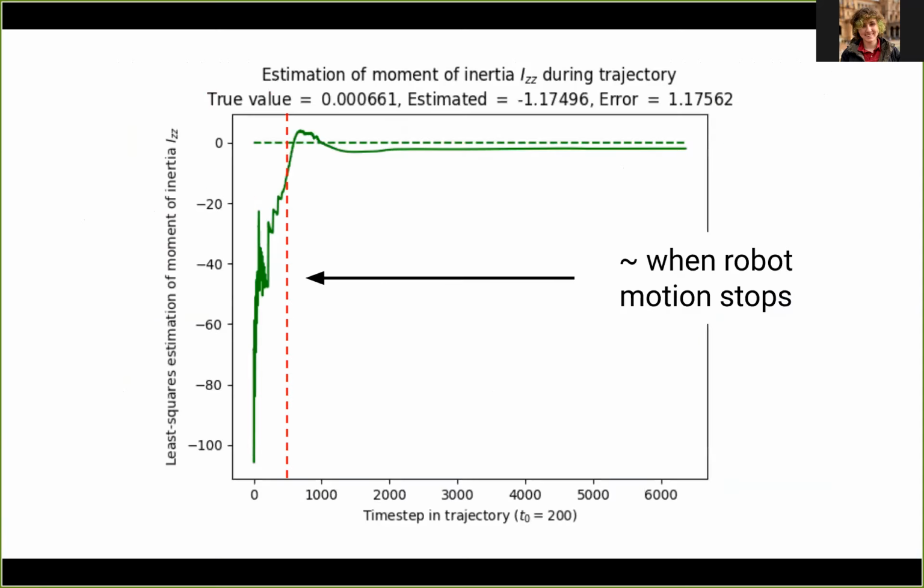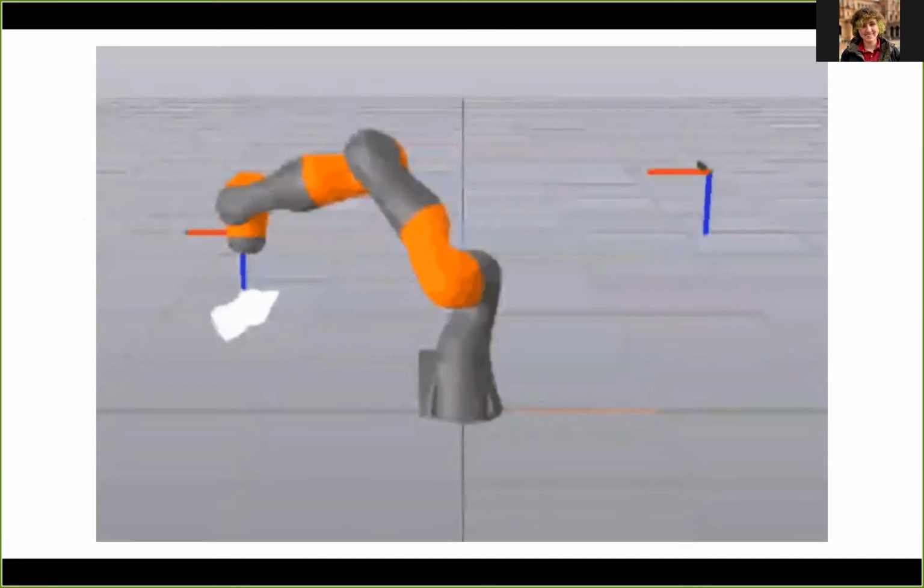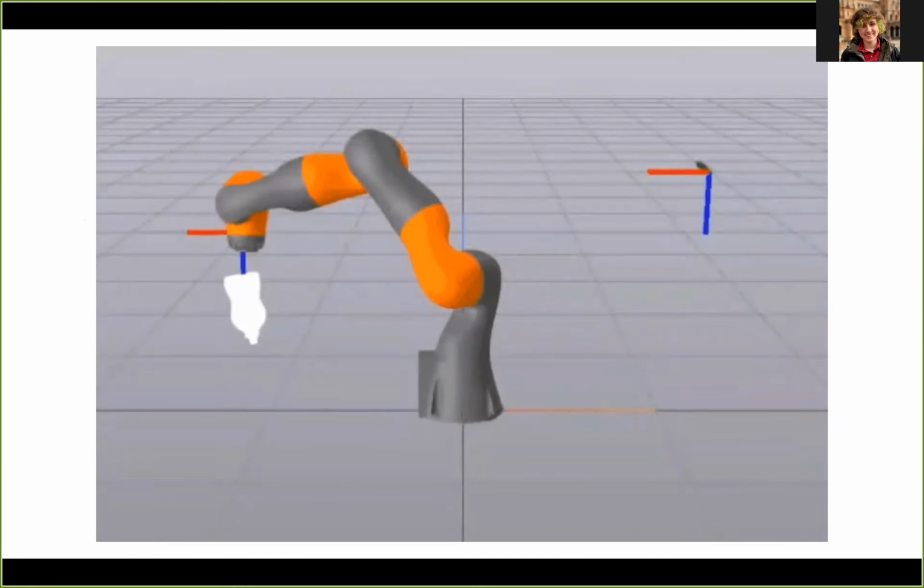Here's a closer look at the moment of inertia along the z-axis. It is incorrect by 4 orders of magnitude. Interestingly, the estimate does not settle until long after the robot has stopped moving. This trajectory of the robot shows why this is the case very well. The object doesn't settle due to there being no friction in the joint.